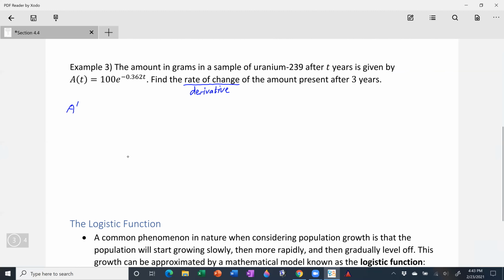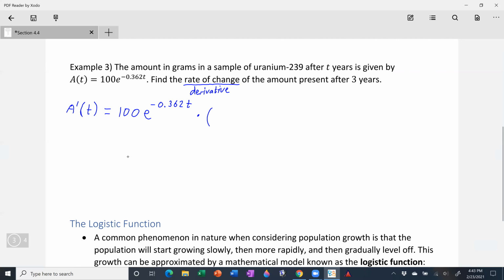A prime of t. So we've got 100 times e to the stuff. Okay, so there will be a chain rule here. So remember, a constant times a function, the constant just keeps multiplying along. Okay, the derivative of e to the stuff is itself. So don't forget, you have to include all of the stuff times the derivative of the stuff.